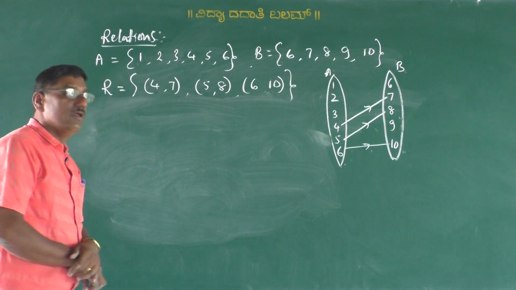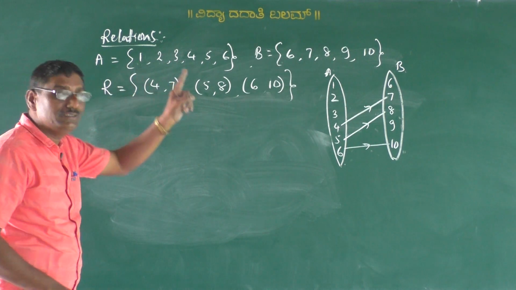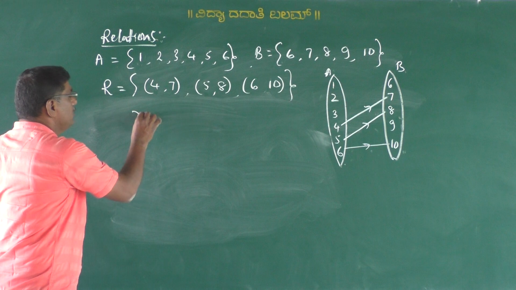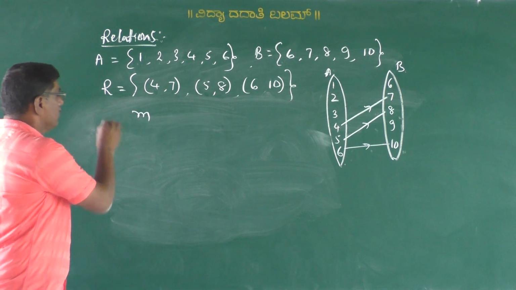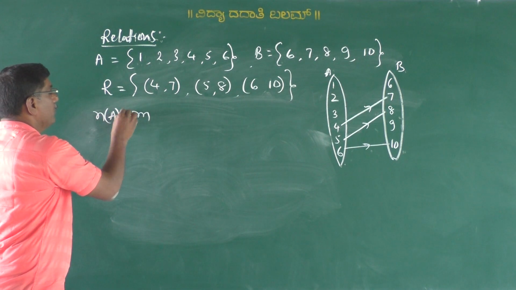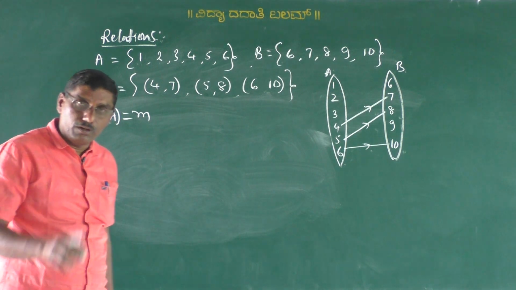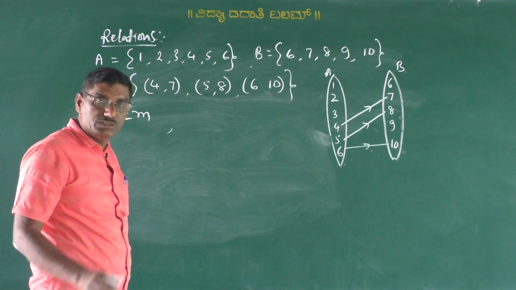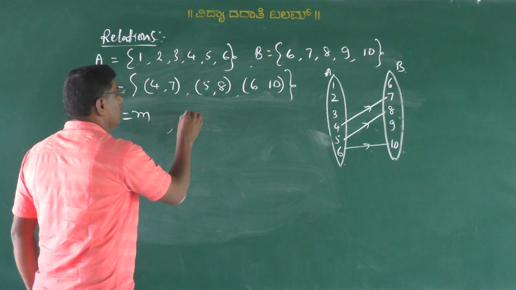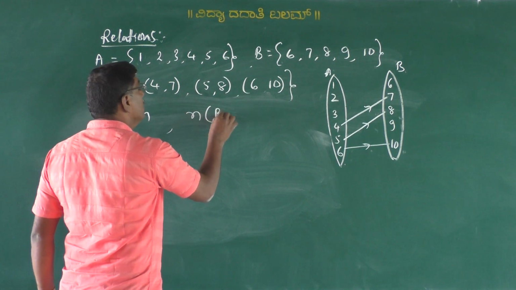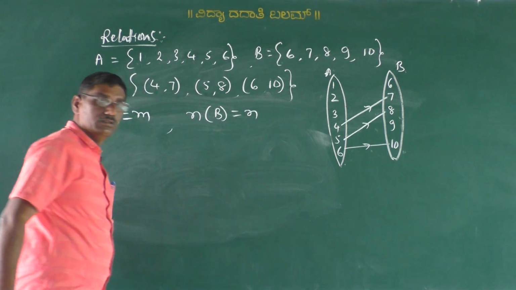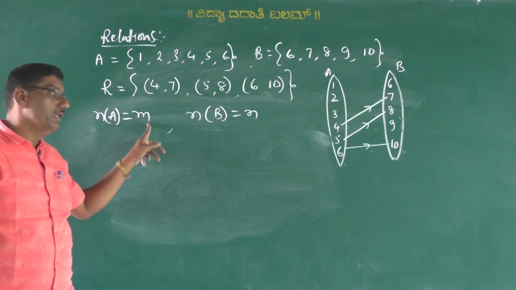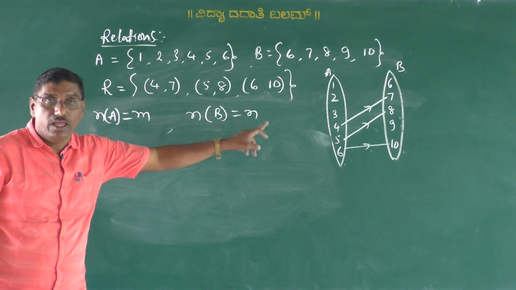See here, if the set A consists of m elements, that means n of A is equal to m, and set B consists of n elements, that is, n of B is equal to n. That means set A has m elements and set B has n elements.